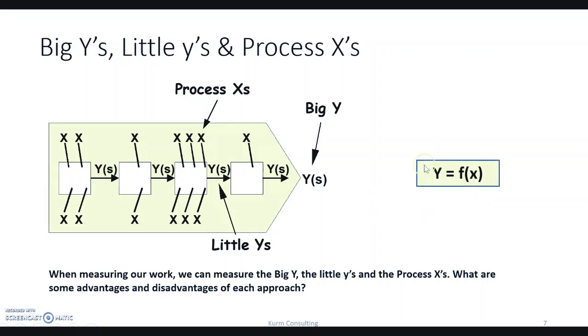Okay, so your output, your big Y, is always going to be a function of all of your inputs, or at least a certain number of inputs. So if the performance of your process is poor, which is probably why you're working on a project, that of course is the big Y, and it is going to be a function of certain X's. Your job and the team's job is to find out which X's are contributing the most, which inputs are contributing the most to impacting that output, okay?